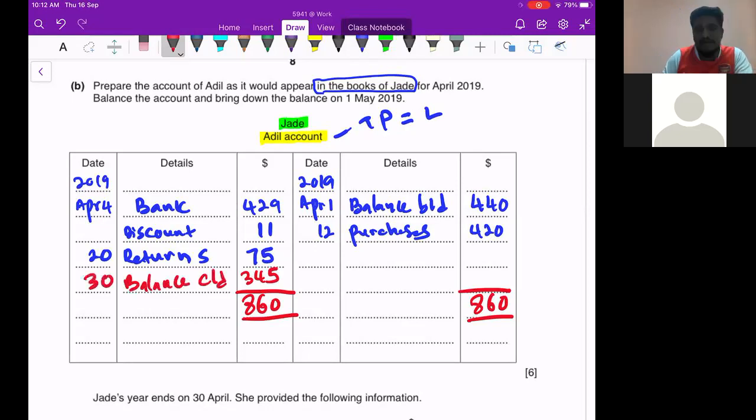No, you are not allowed to stop at balance c/d. If you stop here, you lose 1 mark. Balance c/d will become balance b/d on the May 1st. Easy.